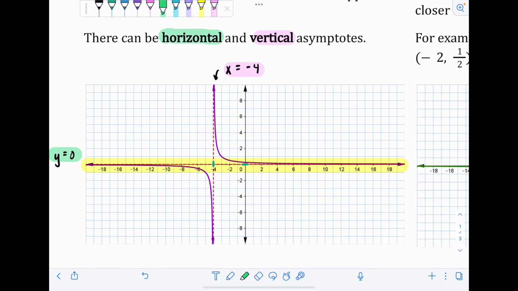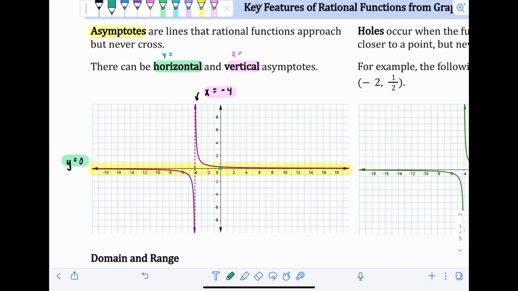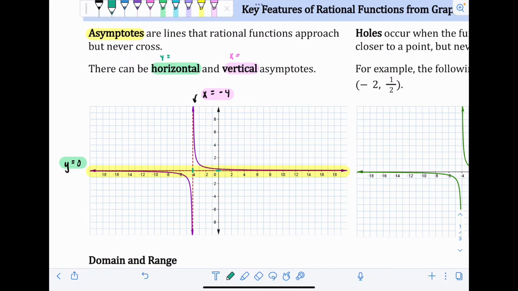Okay, so the biggest thing to know is that vertical lines are x equals, and horizontal lines are y equals. In some cases you'll be asked to write the equation of a horizontal asymptote or a vertical asymptote, and you would want to know that horizontal is y equals, vertical is x equals. Okay, so those are asymptotes. Like I said, they're imaginary boundary lines that the graphs of rational functions get infinitely closer to but never cross or touch.